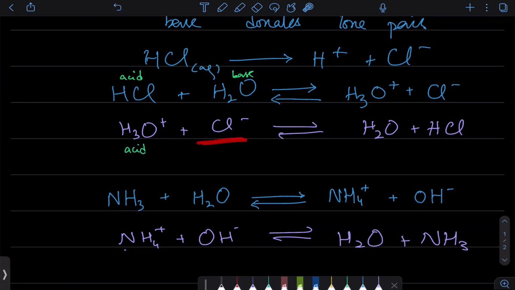And Cl minus has accepted an H positive. The negative charge is cancelled out because of the positive, and it also has one H. So clearly, we can say that this is again acid base.